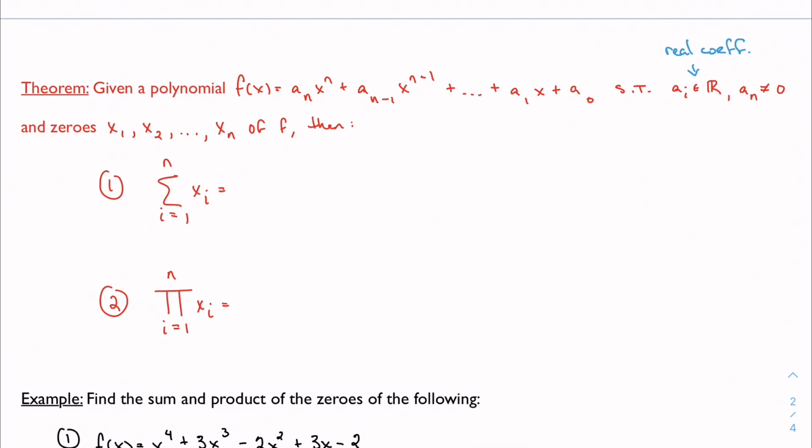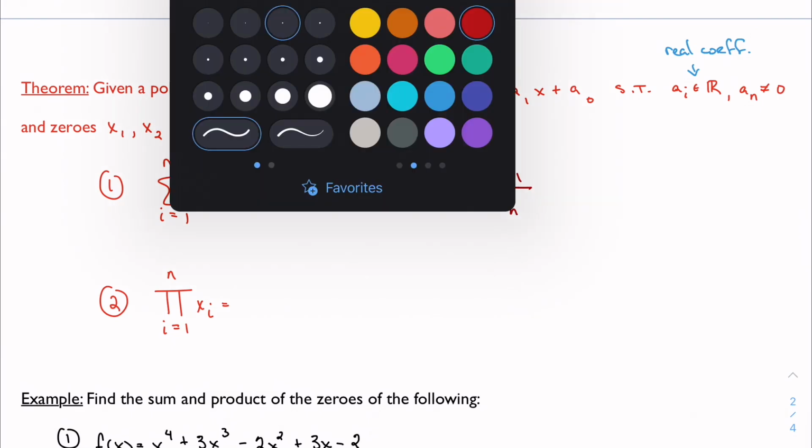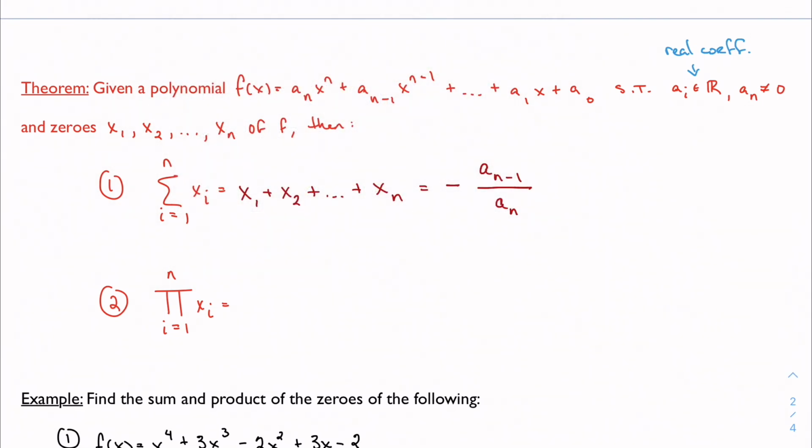Well, if I look at the sum of all the roots, and again, this is what my notation means, the sum from root number 1 to root number n, that just means I'm adding up my roots, right? So this would just look like root number 1 plus root number 2 plus root number 3 plus 4 plus 5 plus and so on all the way to n. I get negative a sub n minus 1 over a sub n, and you're like, what the hell does that mean? I can hear you all panicking already. It's not that bad.